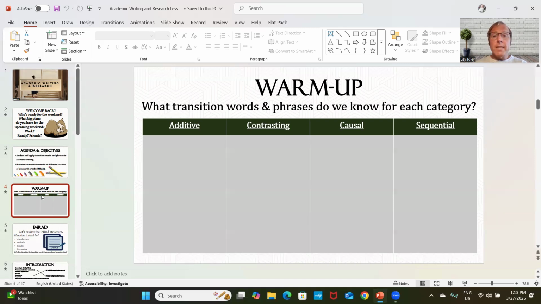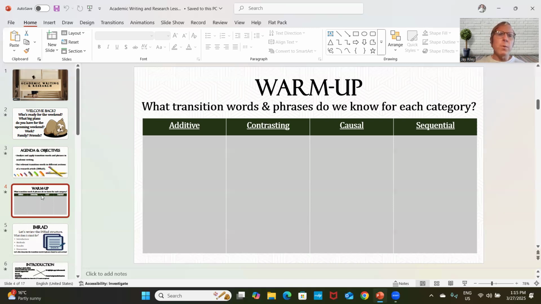Causal, we might say because, therefore, since, thus. These are all words that indicate cause. And we would probably use this in our discussion section.